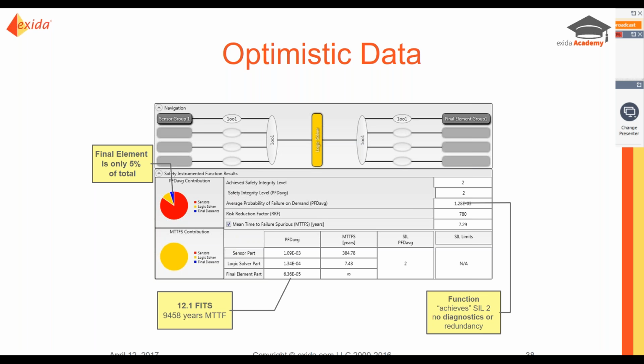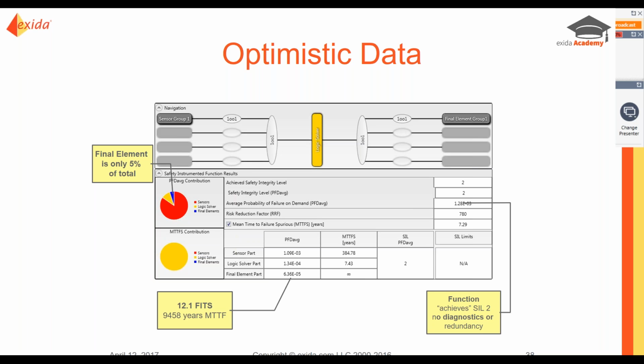The first thing I want to point out is the pie chart on the left-hand side. In this pie chart, you can see that the final element slice, the bluish purplish color, is actually only 5% of the total. That's great, because I usually find that final elements take up 50% or even more of the PFD contribution.